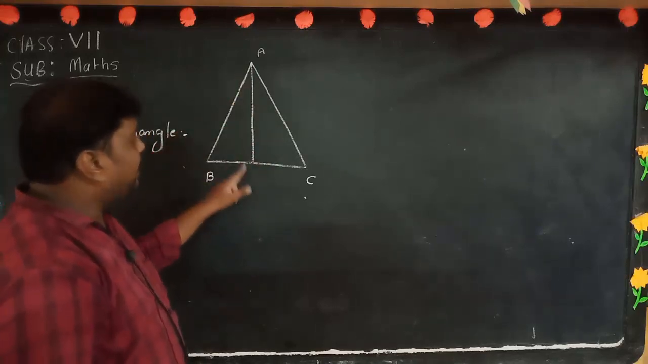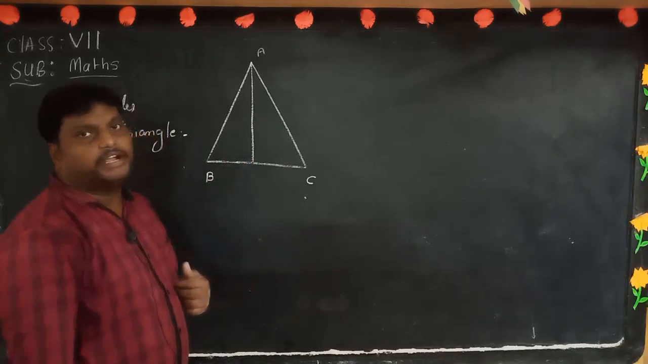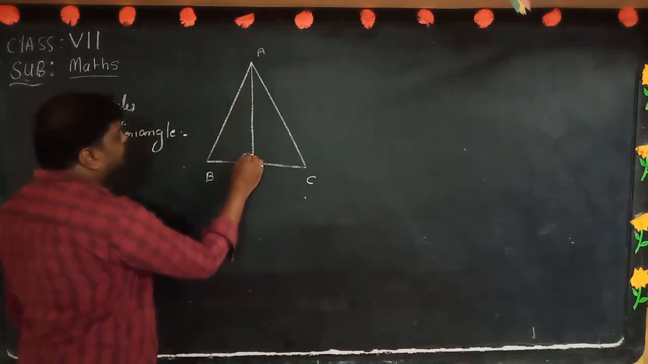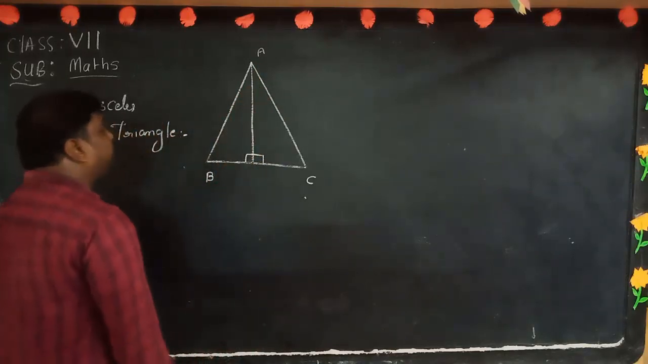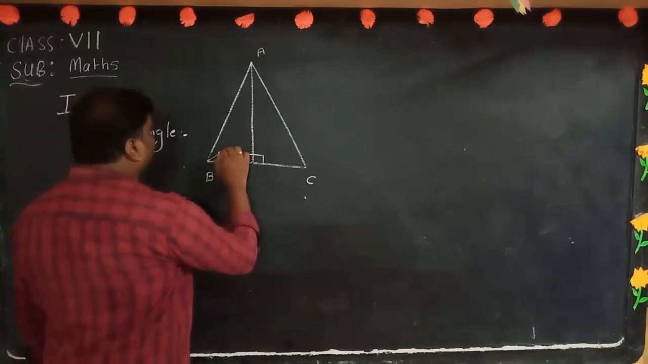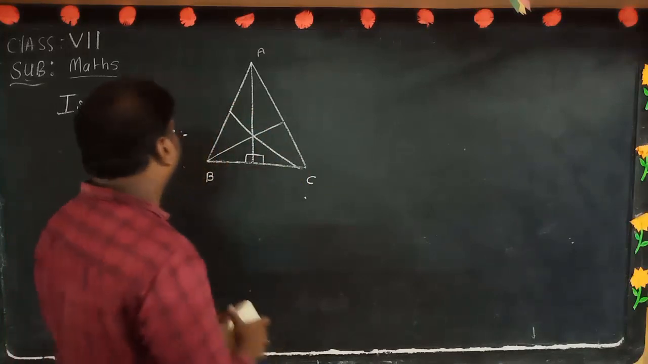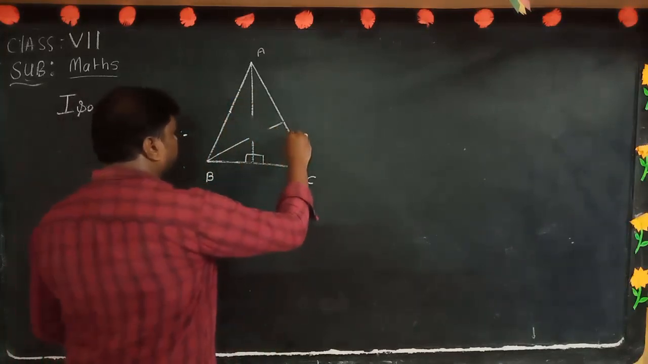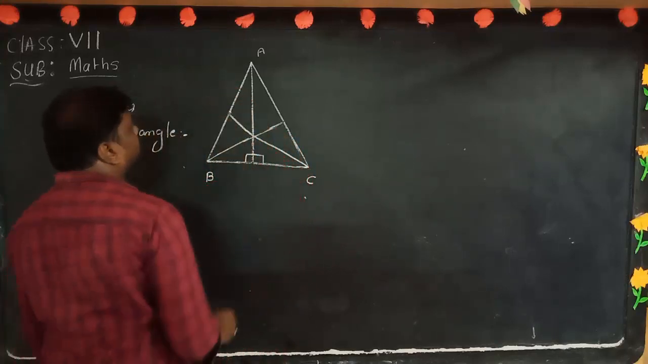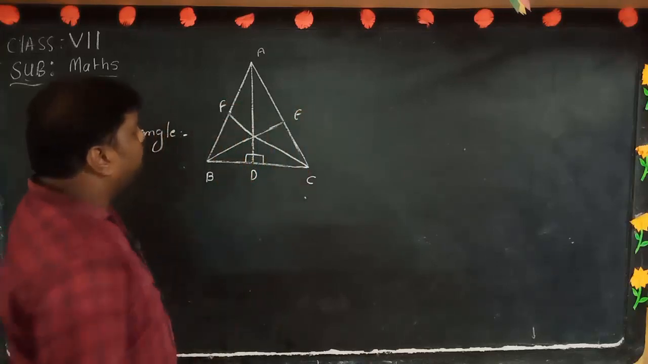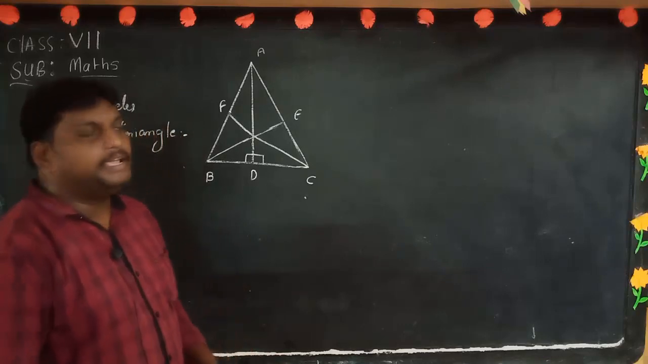See, here the median and altitude are the same in an isosceles triangle. Why? Because only one median and one altitude are equal. One median makes 90 degrees, which means two right angle triangles. That's why this median is at the same time an altitude, but the others will come different. This is D, E, F. The altitude and median are different in an isosceles triangle, but one median and one altitude will be equal.